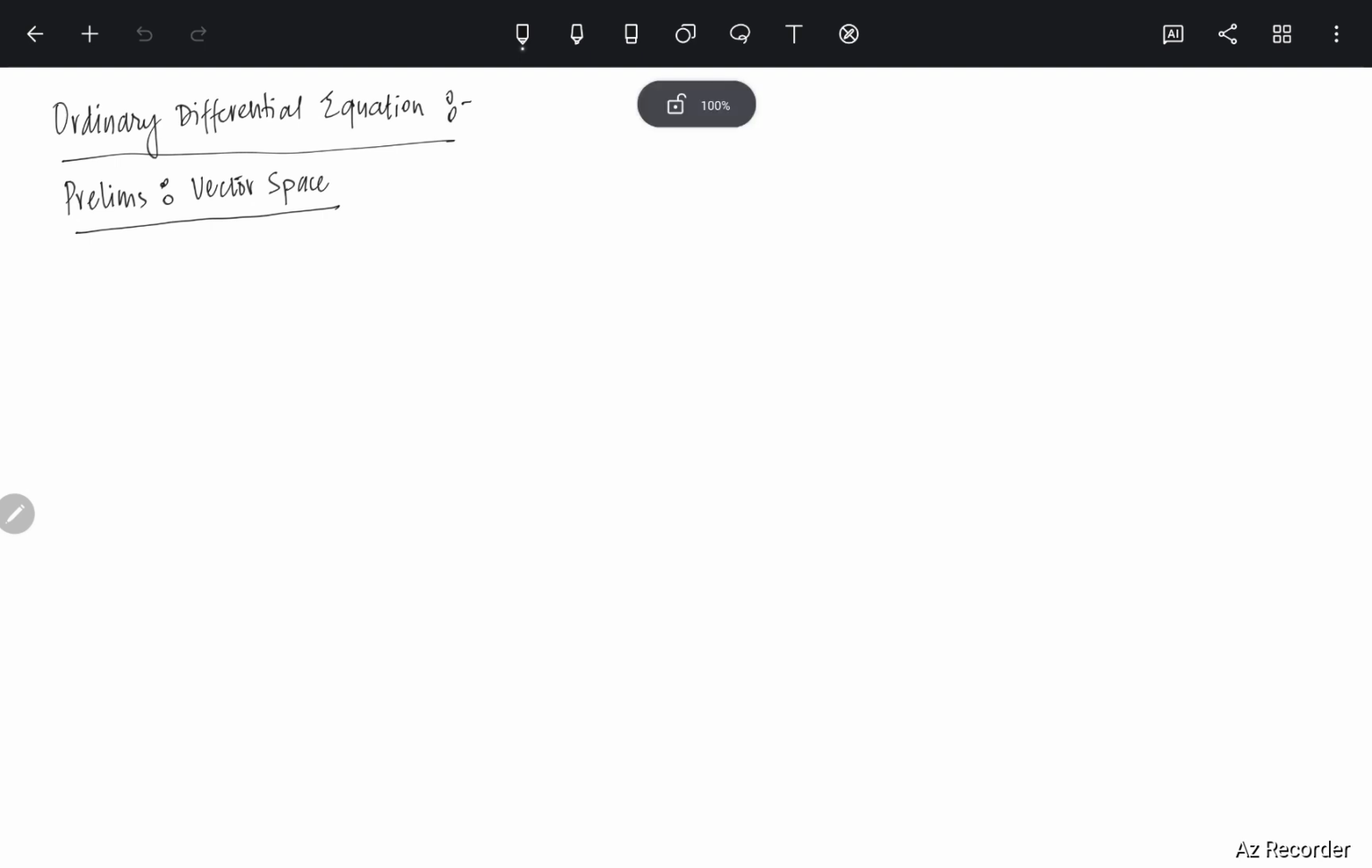So essentially I am supposing that we know this, and I am just giving you the basic facts. First of all, we need to know what a vector space is. Of course I am assuming that we know, but it's just a revision. You have a set, of course a non-empty set V.